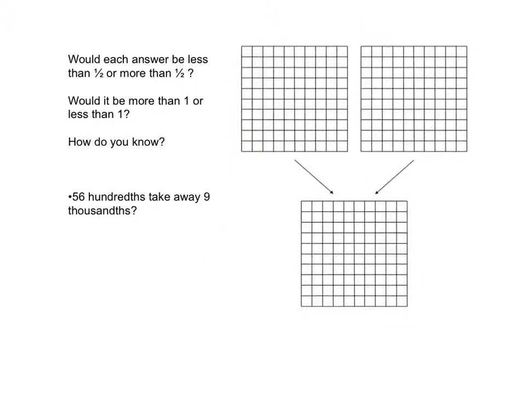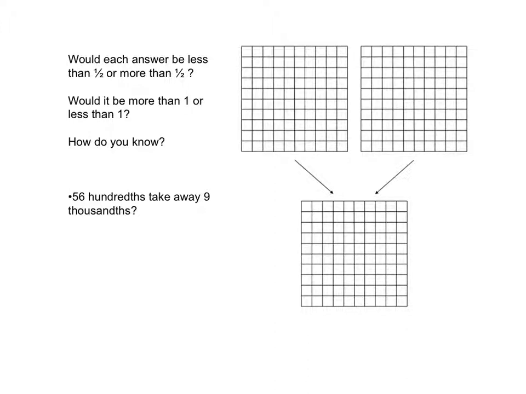So addition is pretty easy to visualize because you're putting pieces together. So now what's going to happen when we start to look at subtraction? Once again, we think about reasonableness of an answer. If I'm looking at 56 hundredths and I'm taking away 9 thousandths, our answer is still going to be more than half, because 56 hundredths is more than half and 9 thousandths is just those itty bitty little squares, and we're not taking away a full square. So we're not taking much away from 56 hundredths.